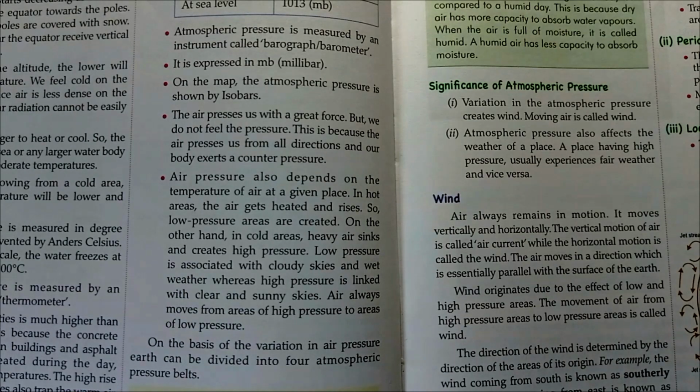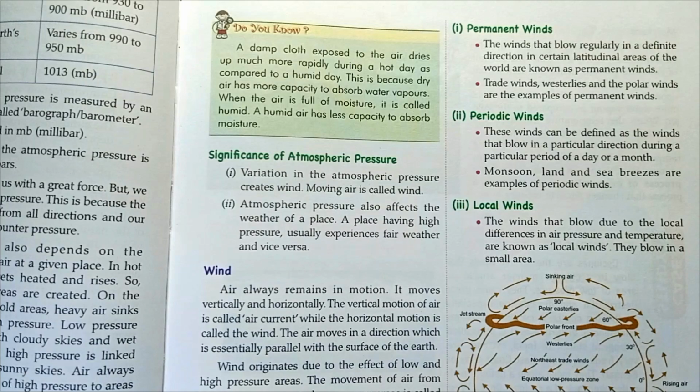After the atmospheric pressure, let's talk about wind. Air always remains in motion. The vertical motion of air is called air current, while the horizontal motion is called the wind. There are four types of winds. First is our permanent winds. The winds that blow regularly in a definite direction in certain latitudinal areas of the world are called permanent winds.